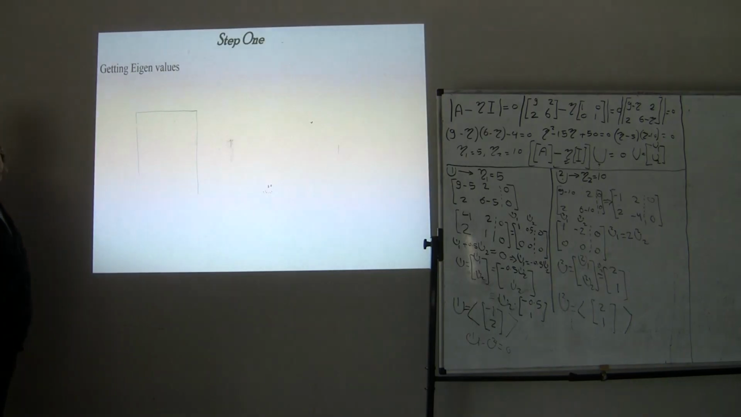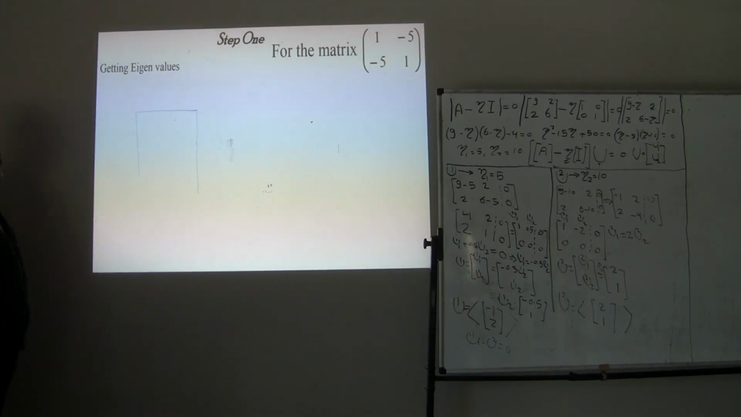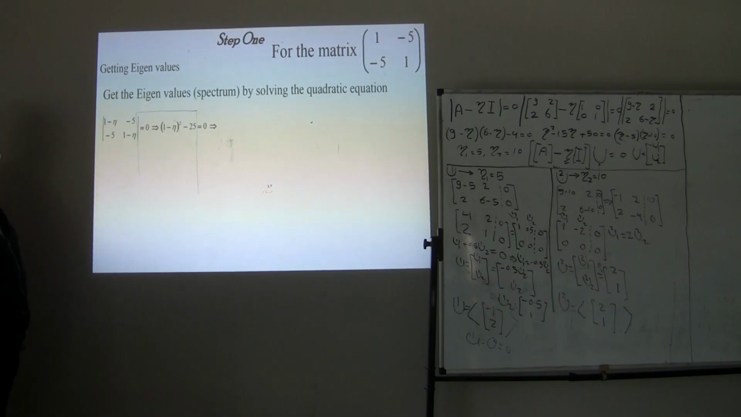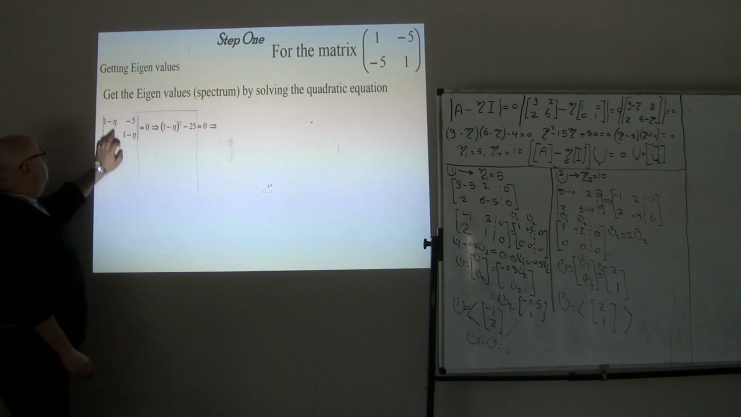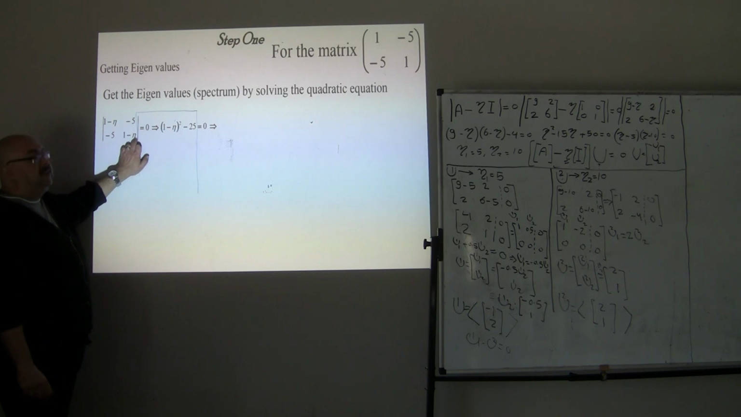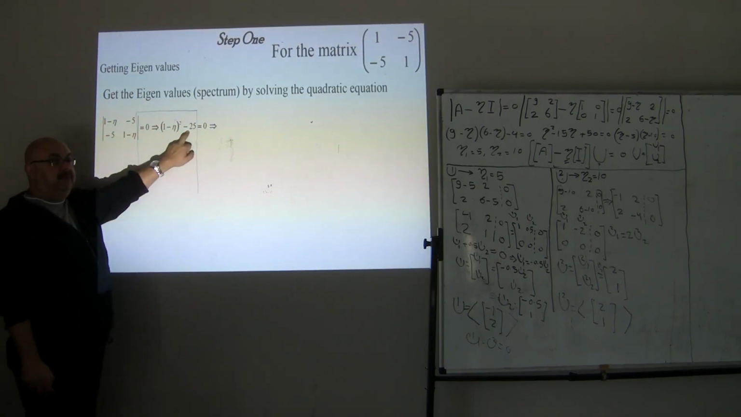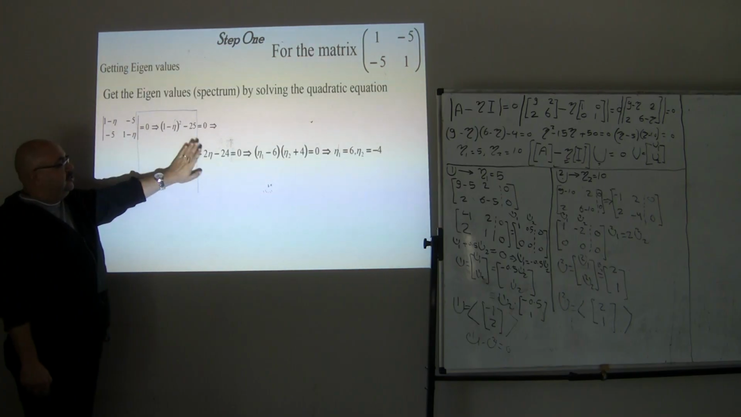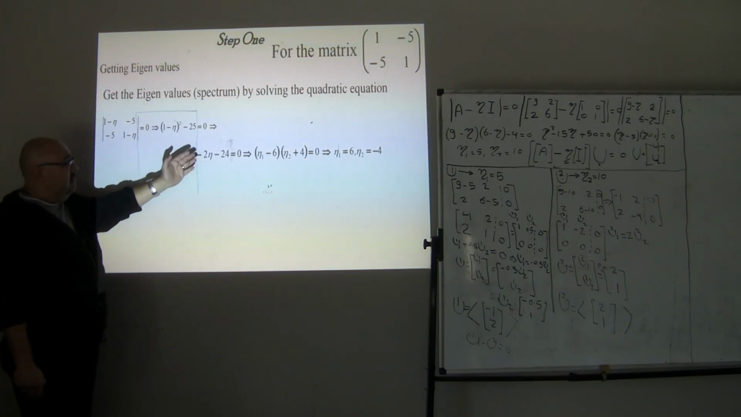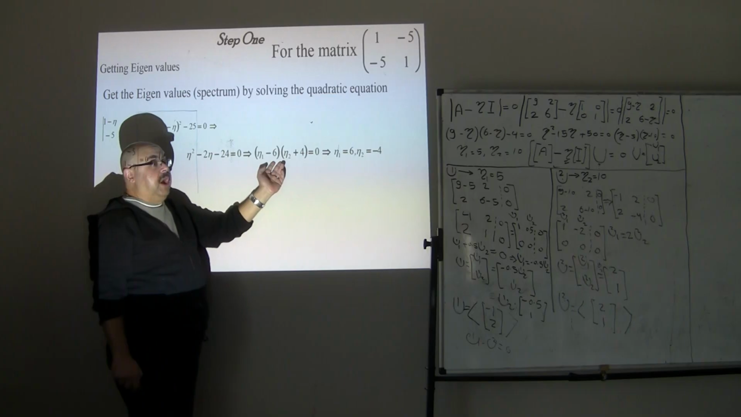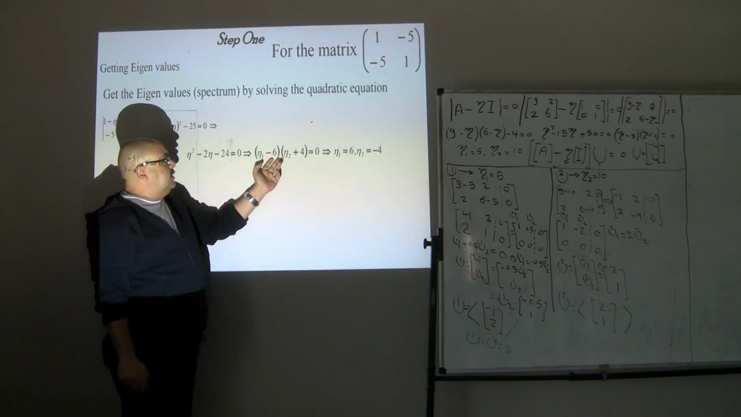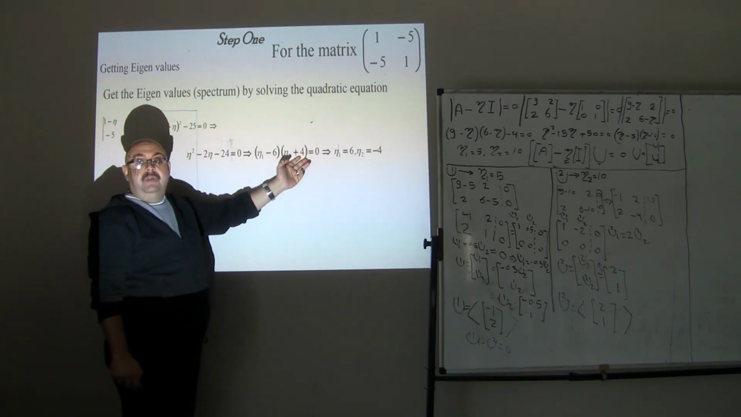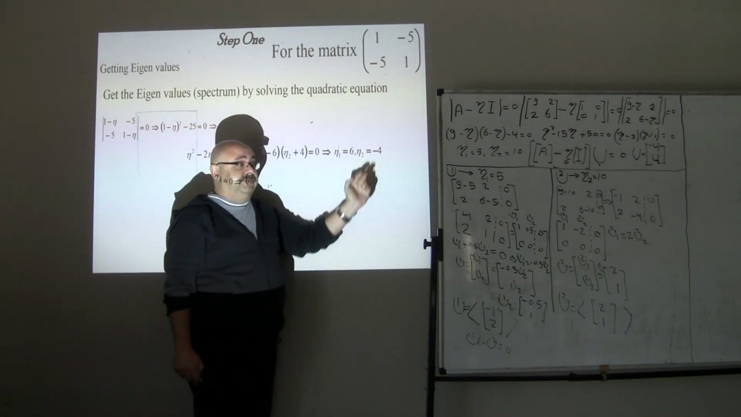Once more, the first step will be getting the determinant, which is going to be 1 minus eta, negative 5, therefore 1 minus eta. Trying to expand it, it's going to be (1 minus eta) squared minus 3 times 5 equal to 0. It's a quadratic equation. Expanding and factorizing it, I have these two factors: eta minus 6 times eta plus 4. The result is 6 and negative 4.